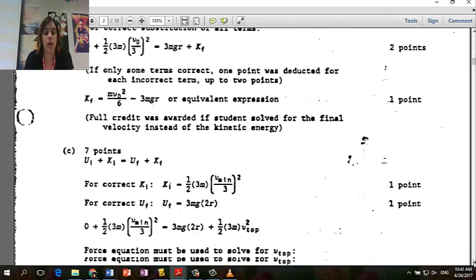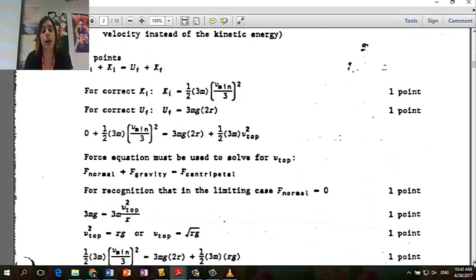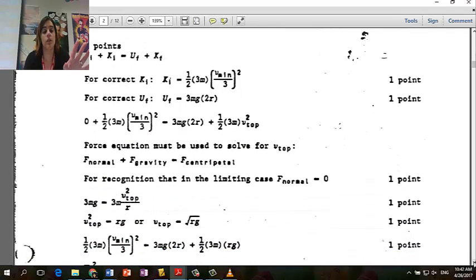For part C, obtaining a correct explanation, then, you've got to make it all the way around the loop. So we want to know what's the initial velocity needed. Let's go back to the question to make sure we know what we're being asked. Conservation of energy again.